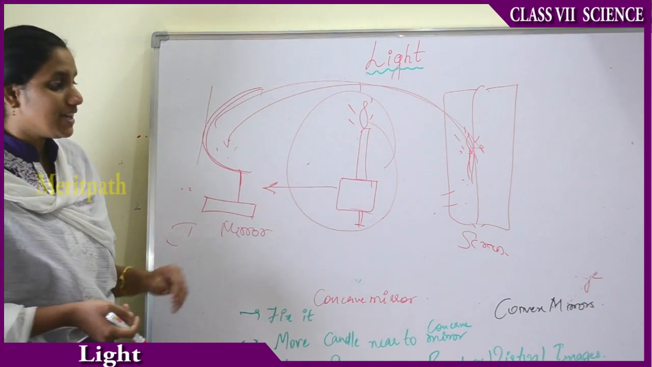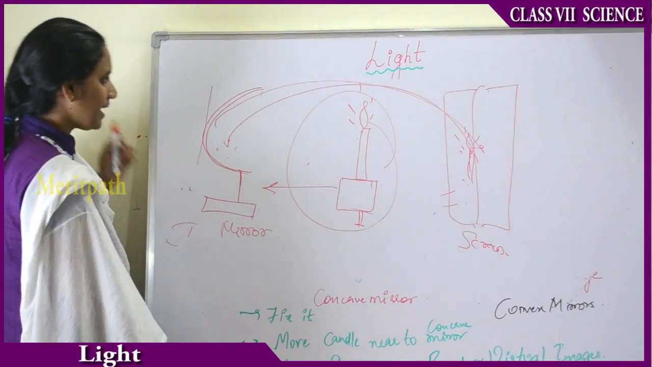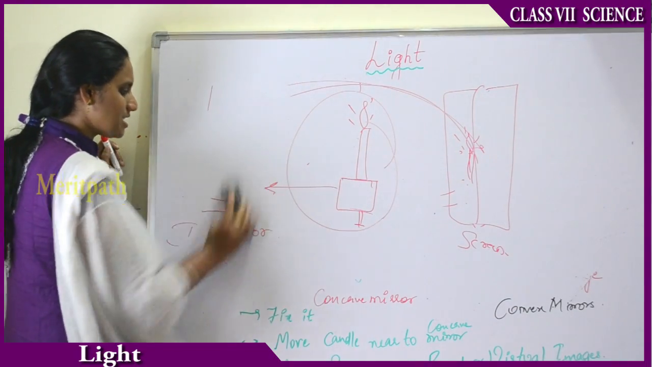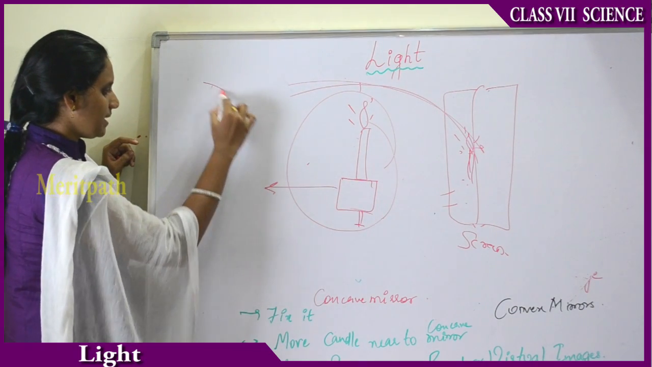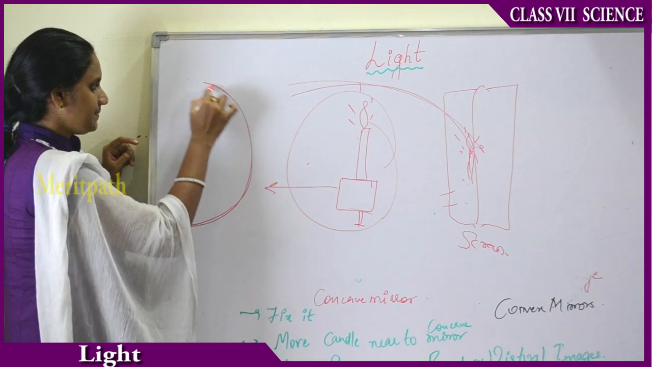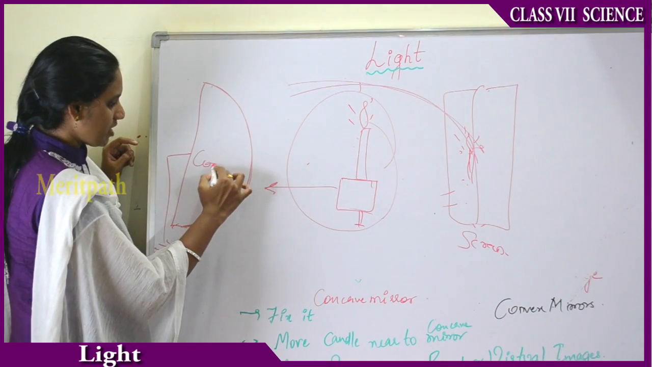And let us see the convex mirrors. By taking a convex mirror, we can repeat the same experiment. It will be in this shape, right? This is known as a convex mirror. I am placing it on a stand, the convex mirror.